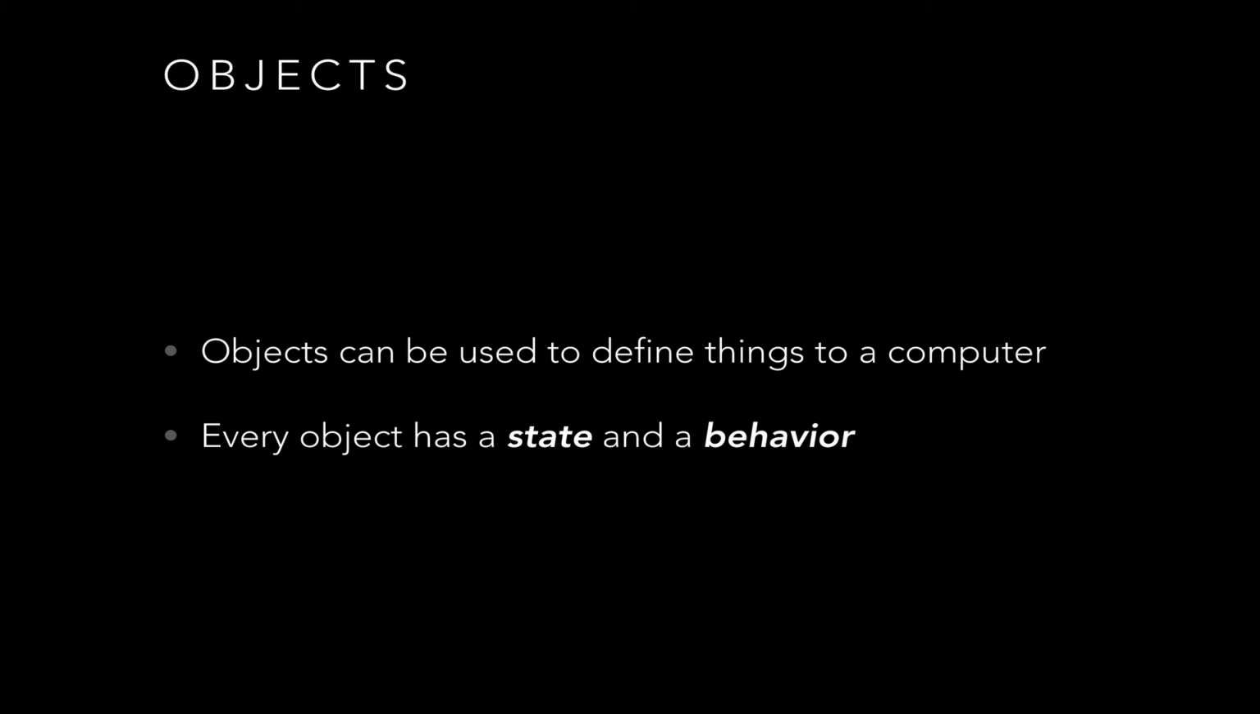The two biggest things for right now to remember about objects and object-oriented programming, which is commonly referred to as OO, is that they can be used to define things to a computer. So objects are how you, for instance, could define a car to a computer. And every object has a state and a behavior. So for instance, a car will have something like the name of the car, the wheels, and the weight of the car. Those would all be the state. And then it could have behaviors such as drive or calculate max speed. So then it would calculate the max speed.